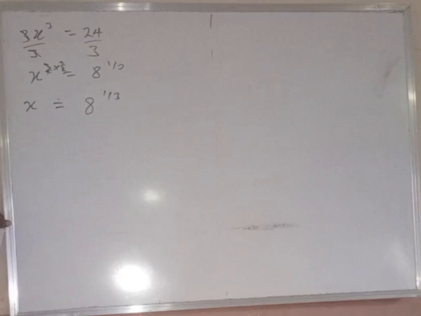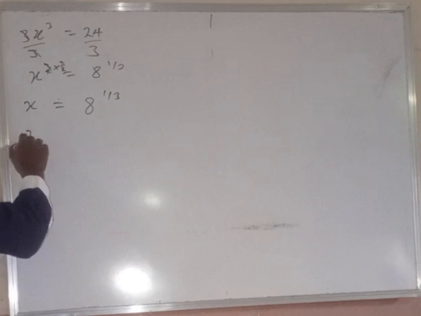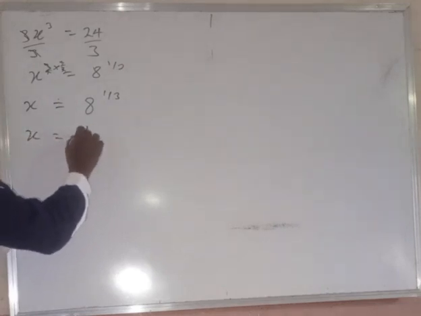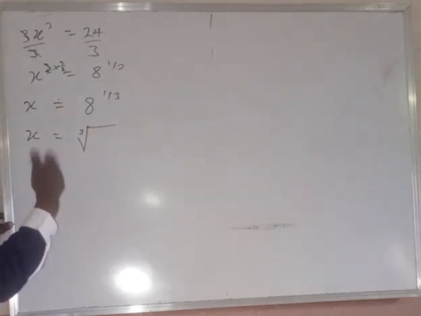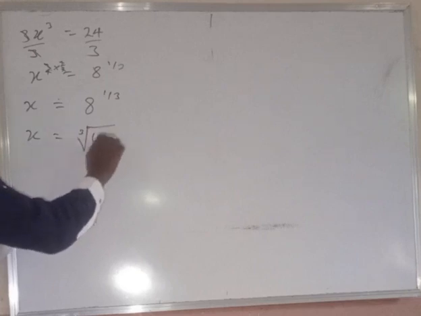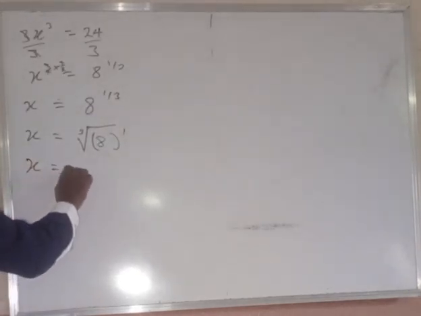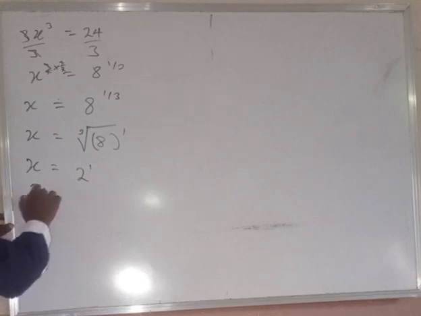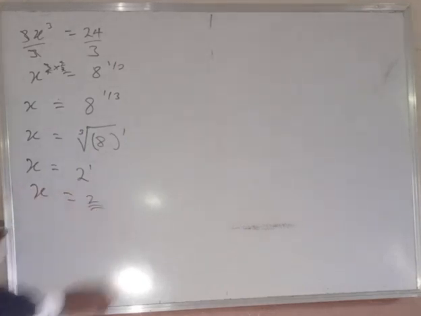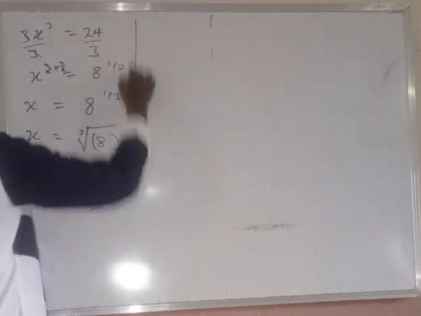And how do you deal with 8 raised to power 1 over 3? This is a fractional index rule that we are going to apply. So in that case, we say x is cube root, or third root, of what? 8 to the power of 1. So x here now becomes 2 raised to power 1, and x is equal to 2. Is it clear? So that's that.